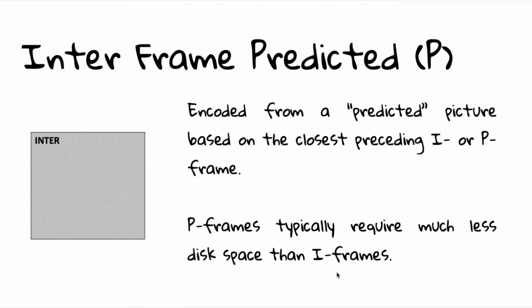Interframe predicted, or pframe, is encoded from a predicted picture based on the closest preceding I or pframe. Pframes typically require much less disk space than iframes.